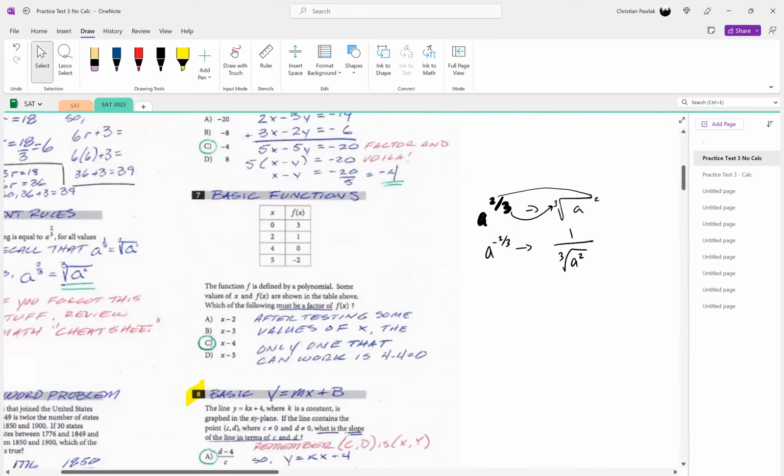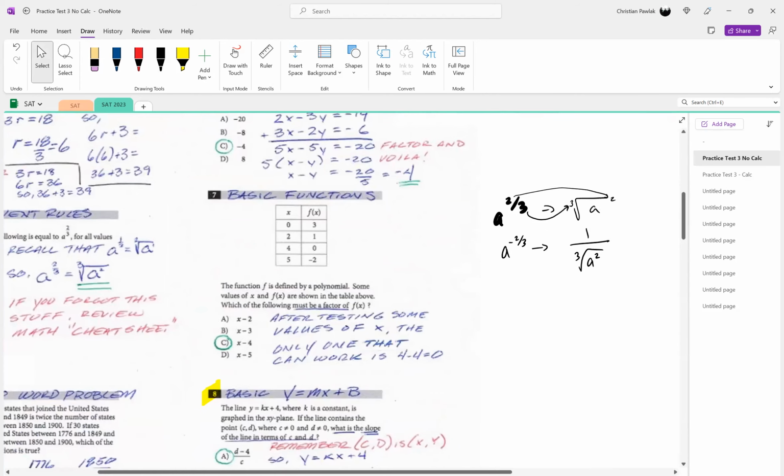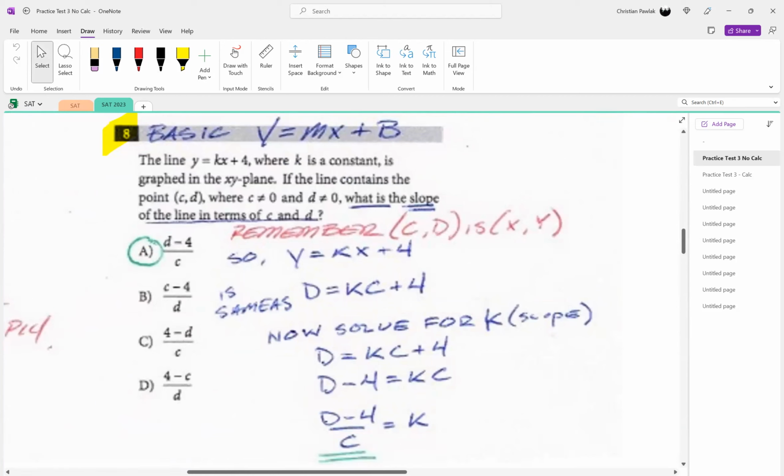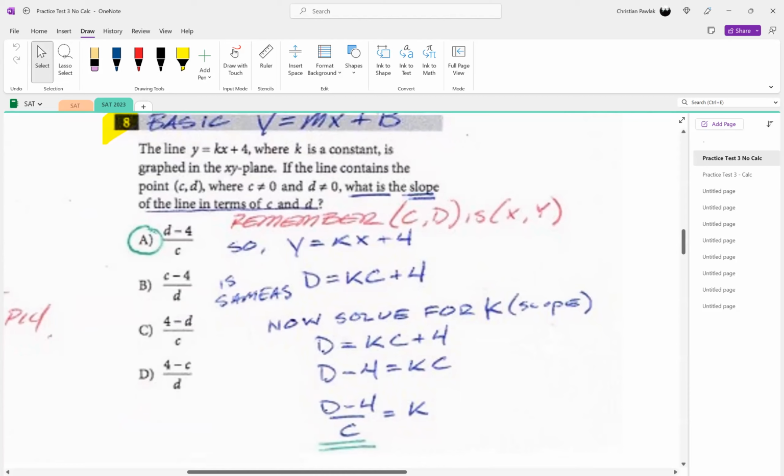Okay, the next question I'd like to go over with you guys is number 8. It says the line y equals kx plus 4, where k is a constant, is graphed in the xy plane. If the line contains the point C, D, where C and D are not 0, so neither of those are 0, then what is the slope of the line in terms of C and D? So remember, here's one way of doing it. You can use the equation of y equals mx plus b and help yourself solve.